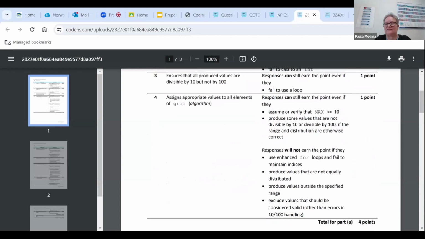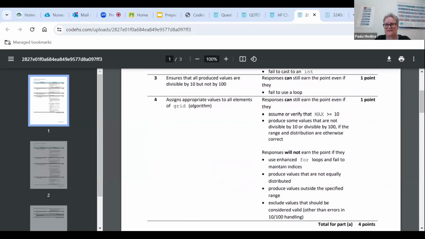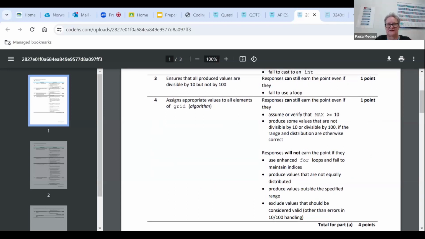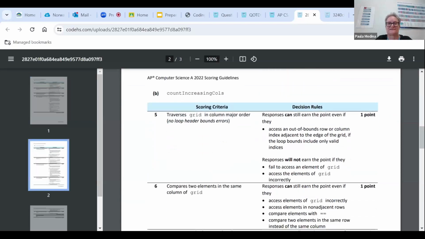But this is how they break up the scoring. So if the kids can get used to reading the scoring guide and scoring their own work, I think that helps them build an answer that will at least get some points. They'll ask you to do a certain thing, like build an array with, let's say, 10 entries. Well, if you build that, you get the point. It doesn't matter if you put the right entries in necessarily. I've been trying to help the students understand that.